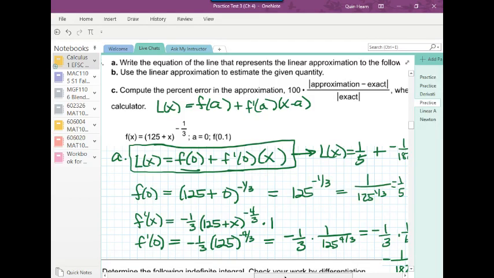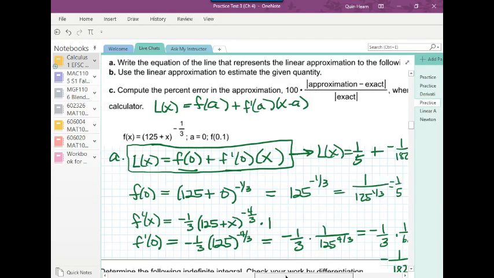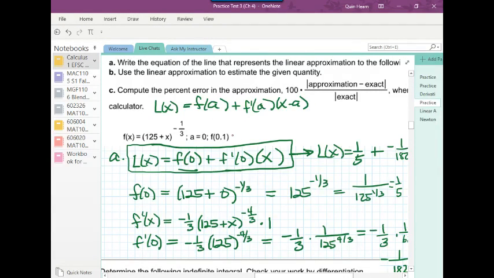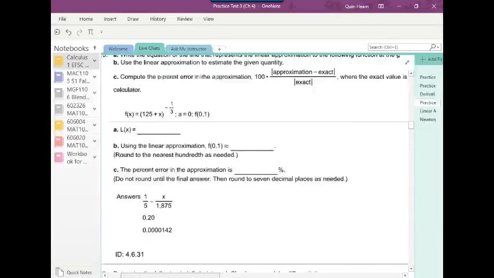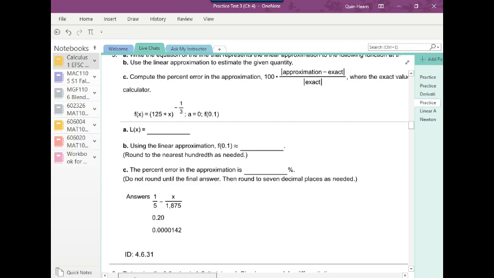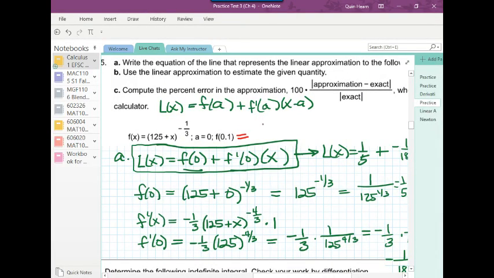And I want to say that they wanted it as a decimal. Let me see what they gave as their answer. Yeah, so for part B, round to the nearest hundredth as needed. Okay, so let's divide that out. We have 3649 divided by 18250 is approximately 0.20. Okay, so that's part B.